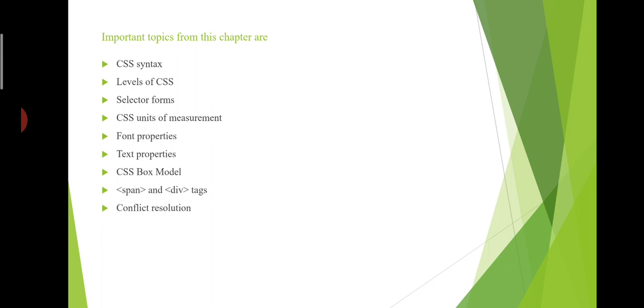Next, as I told you, these are some of the important topics from this CSS chapter, that is CSS syntax, levels of CSS, selector forms, CSS units of measurement, font properties, text properties, CSS box model, conflict resolution. All these are the important topics related with this CSS chapter.